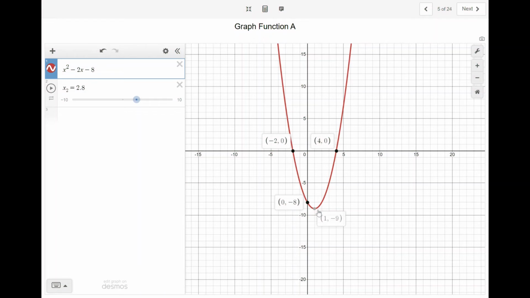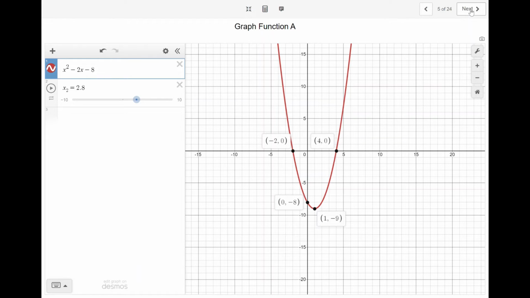And then we also have the vertex. Notice that I know this vertex is a minimum because it's the lowest point on the curve. If I go like this with my cursor, notice it's the lowest point right here. That's how I know it's a minimum.